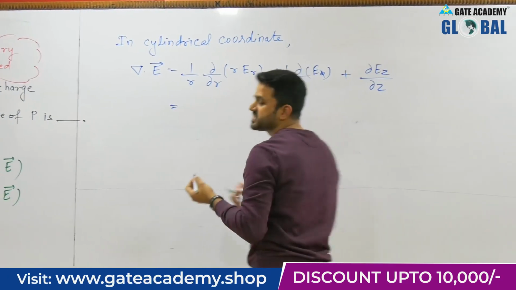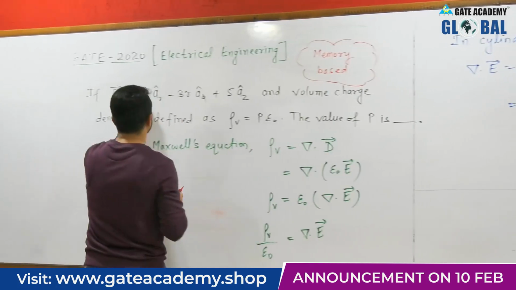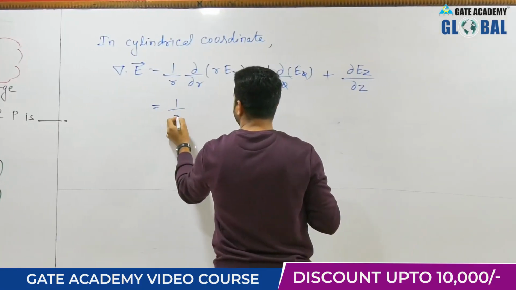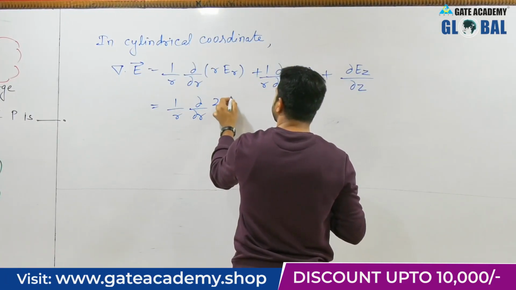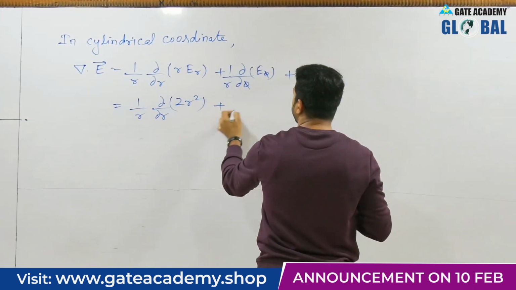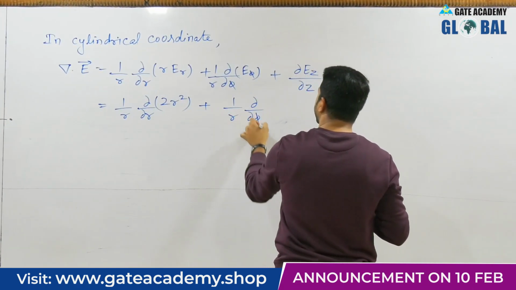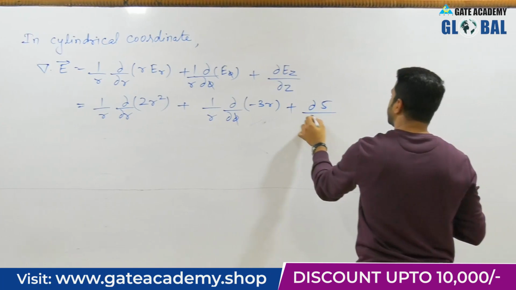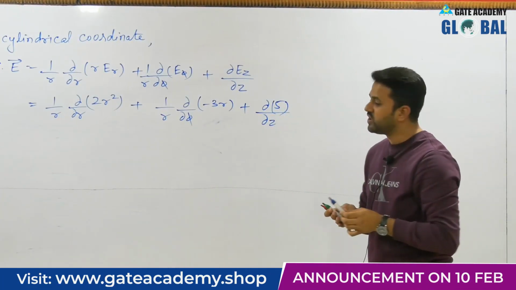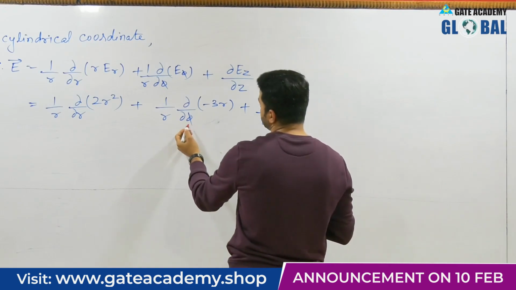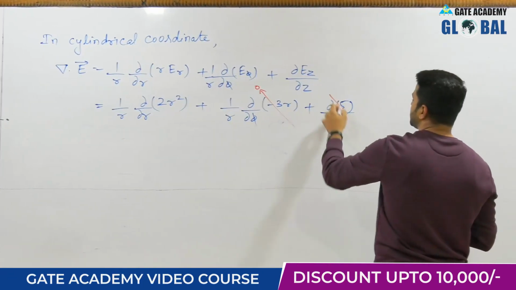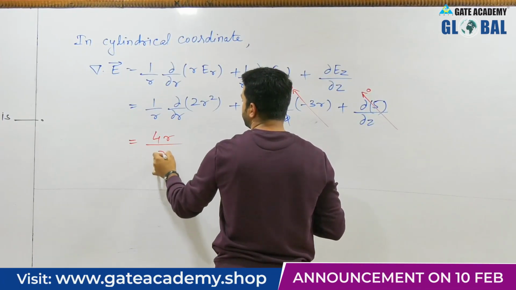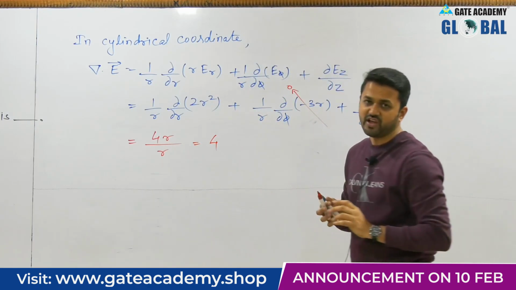E_r is the coefficient of a_r, which is 2r, E_phi is minus 3r, and E_z is 5. So this is 1 by r del upon del r of 2r squared, because r is already there, plus 1 by r del upon del phi of E_phi, plus del 5 upon del z. The coefficient here is a constant, so differentiating with respect to phi gives 0, and differentiating the constant also gives 0. Differentiating 2r squared gives 4r divided by r, the r cancels, and we get the value 4.